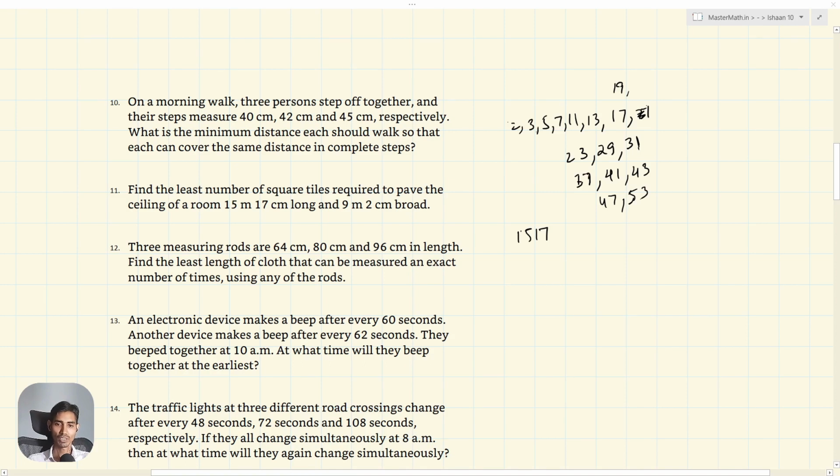You have to keep checking, like we don't have any other respite. 1517 divided by 31? No. 1517 divided by 37? Yes. So this is 37 into 41. Just check, I divided by 37.